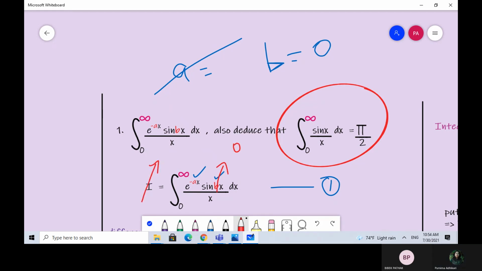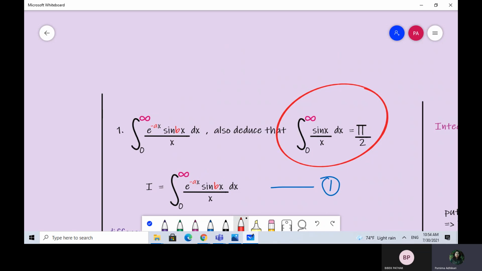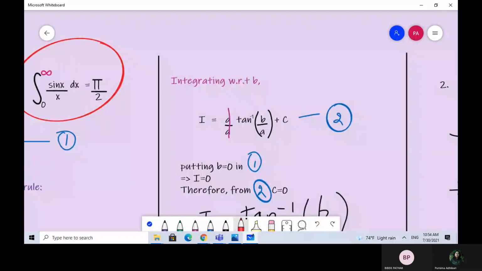Come on. Yes, 0. Okay, so what have you got? I 0 when b 0. Okay, I 0 when b 0. So let's use this. Equation number 1 बाट के आयो? When you put b equals to 0, you have got I equals to 0. So use it in equation number 2. Equation number 2 मा use गरौँ. So I को value 0, b को value 0.